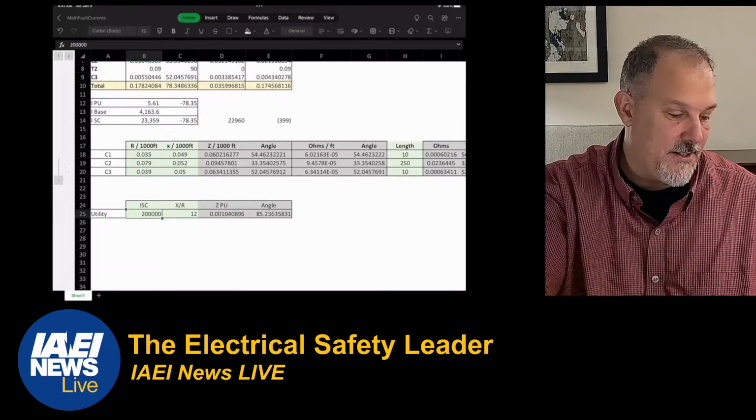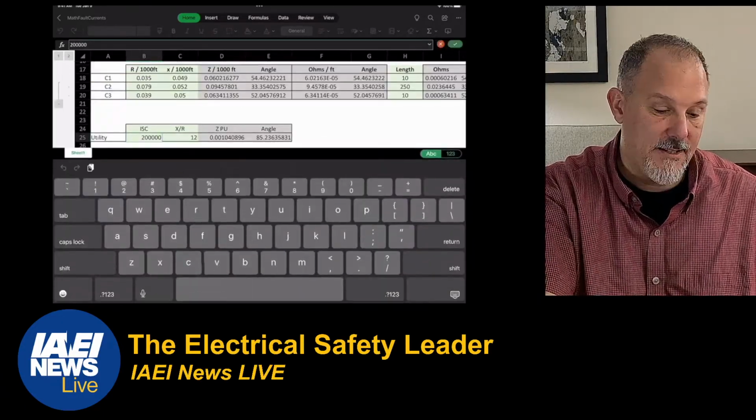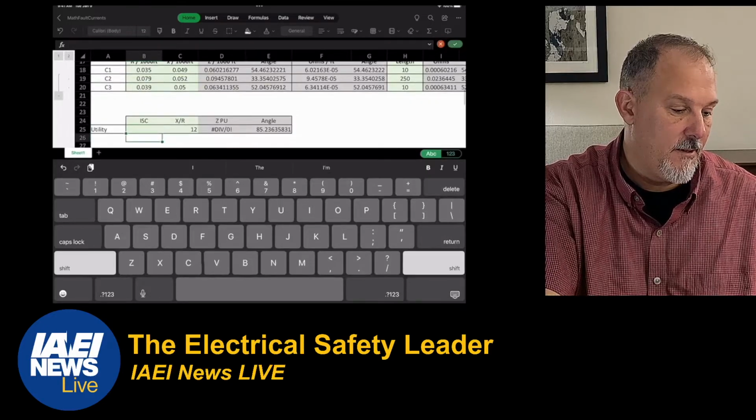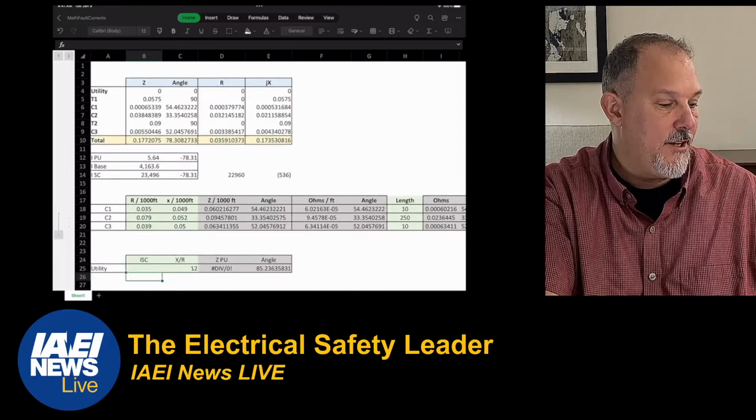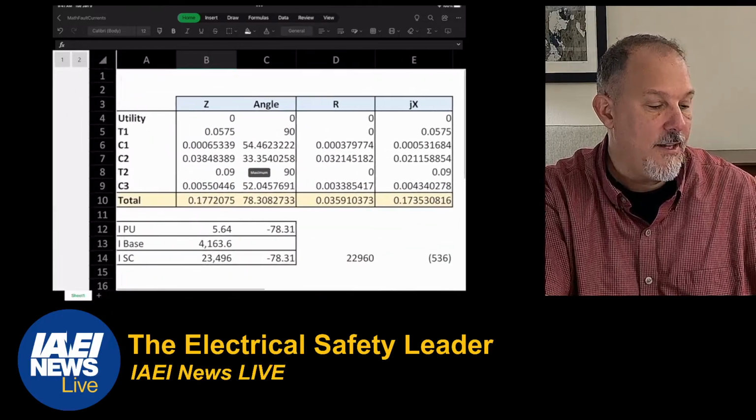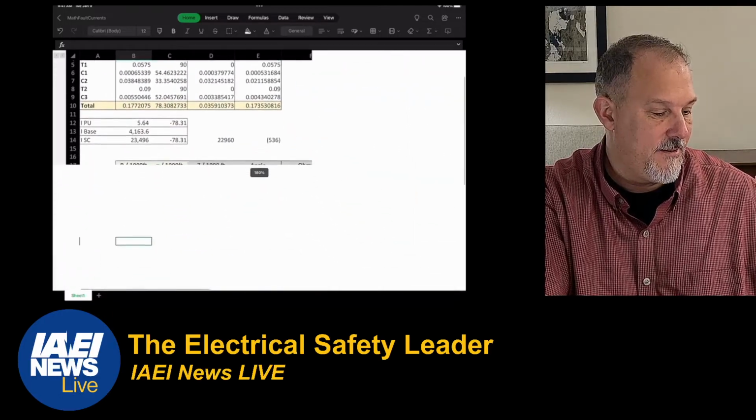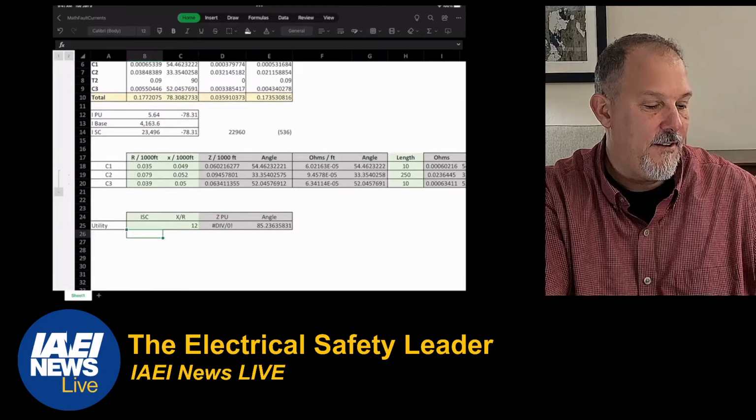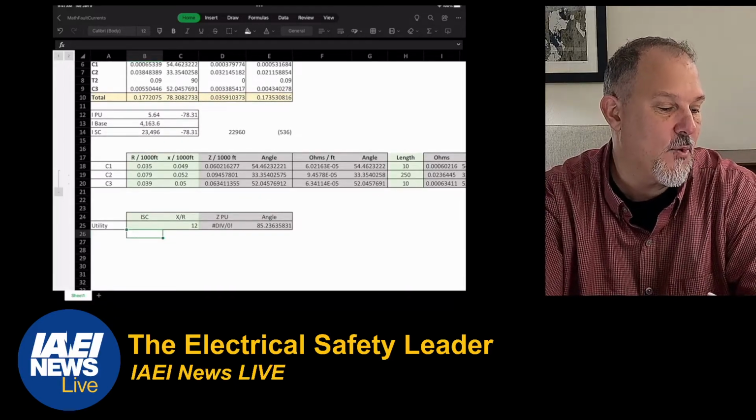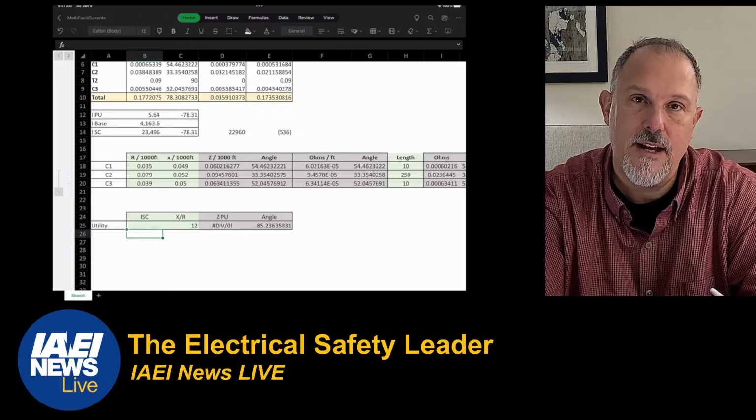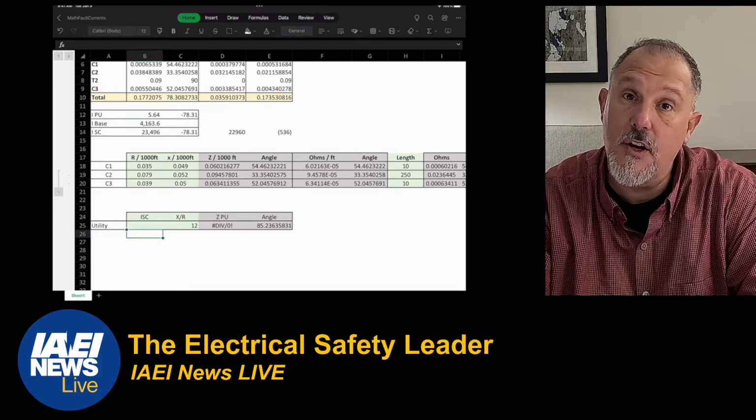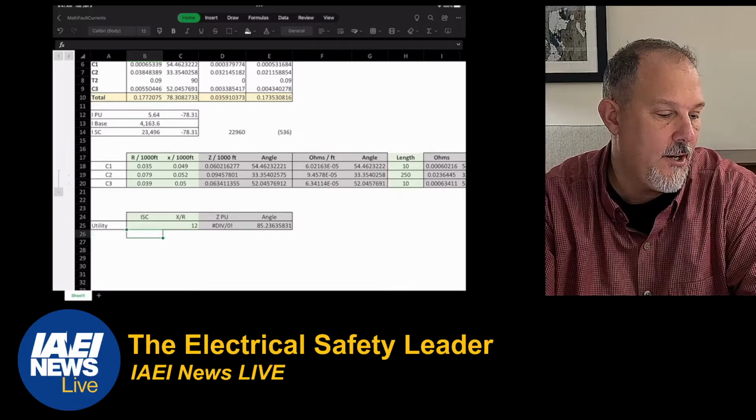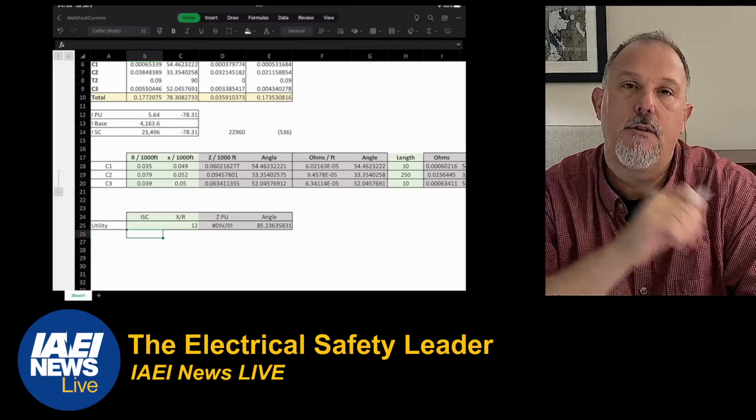Now let's do this. Let's do the infinite bus. Now I have an infinite bus, so my utility is 0 impedance. I went from 22,960 at 50,000 amps to an infinite amount of current available from the utility, and it only went up by 536 amps.